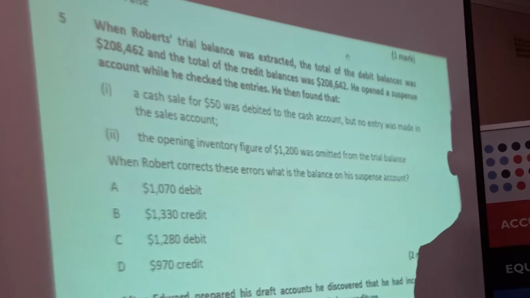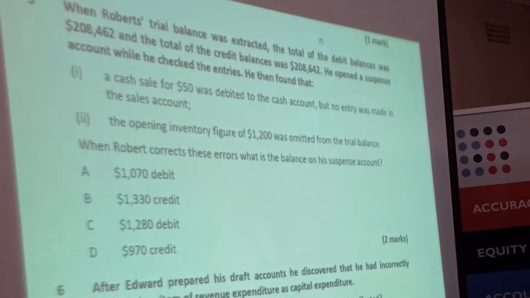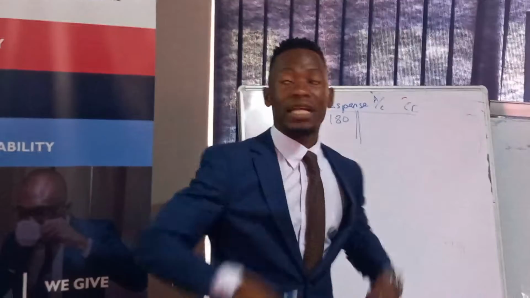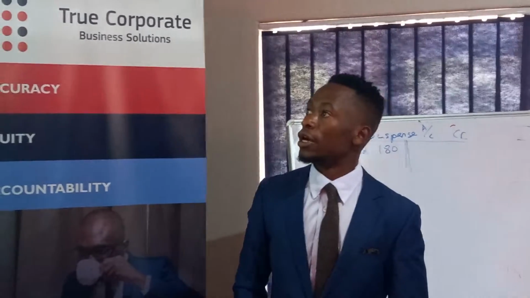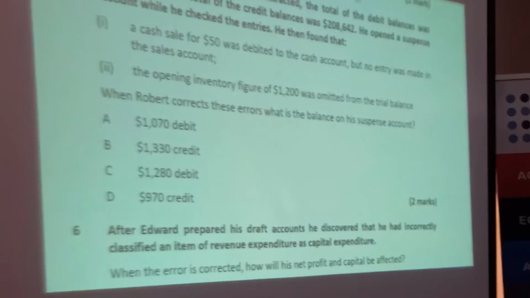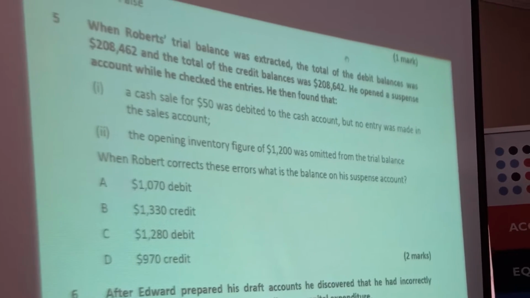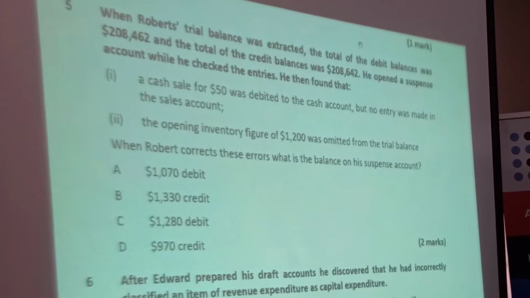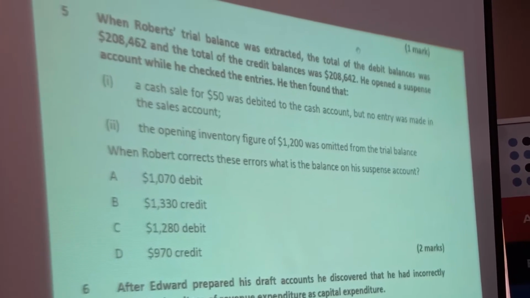This means that, yes, they might have discovered the errors, but not all of the errors. Because if they had discovered everything, the balance was supposed to be nil. You understand? They are saying he opened a suspense account while he checked the entries. He then found that, so those are the errors that we have. We have 2 errors, and we want to correct those errors.